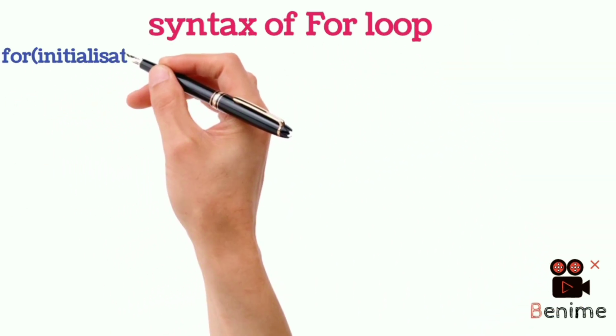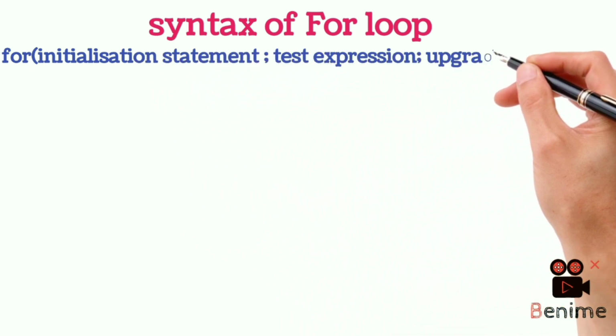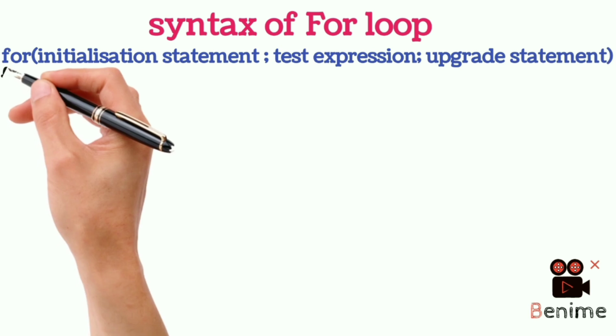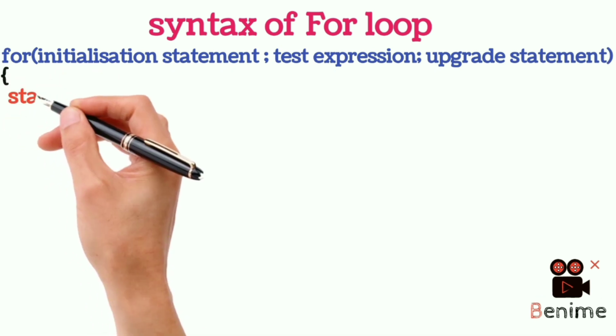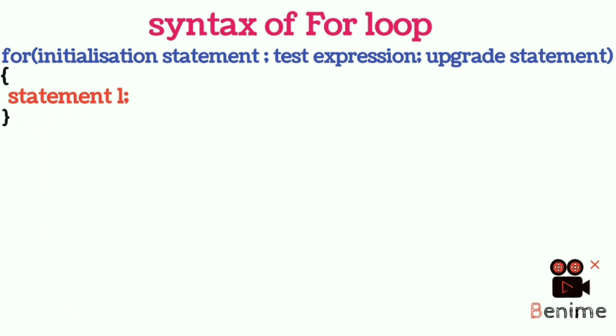for (initialization statement; test expression; update statement) { statement 1; } That is, for in rounded brackets, initialization statement, semicolon, test expression, semicolon, update statement, then opening the body of for, statement 1, semicolon, closing the body of for.